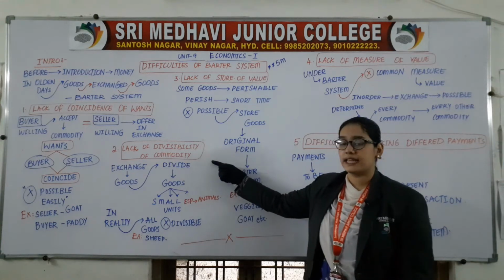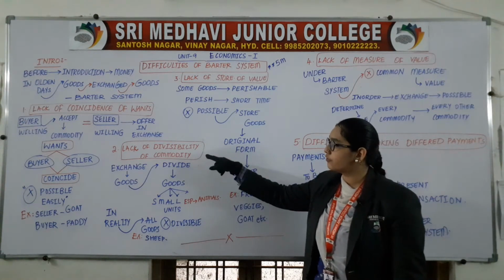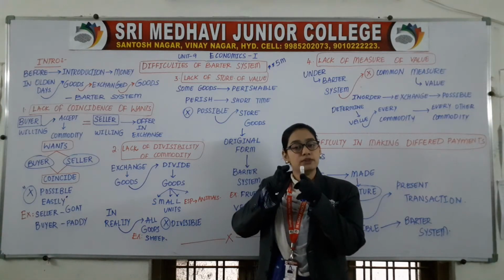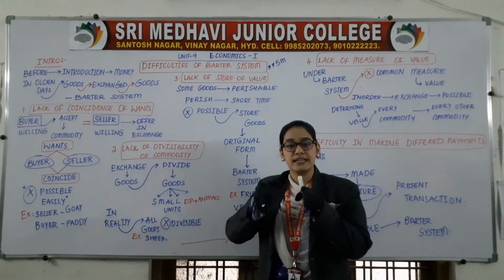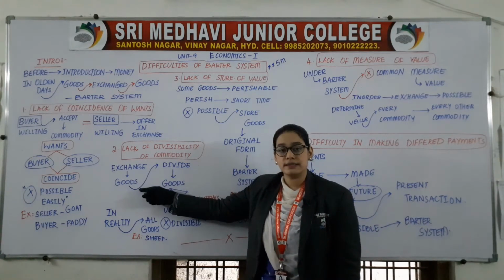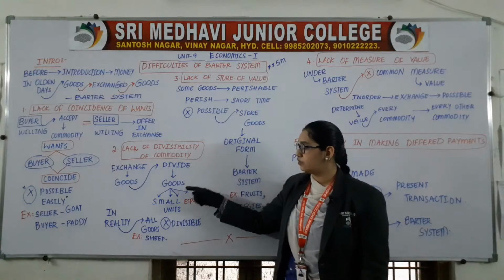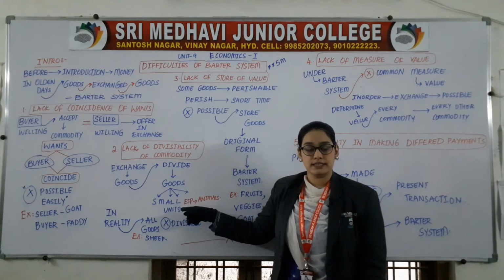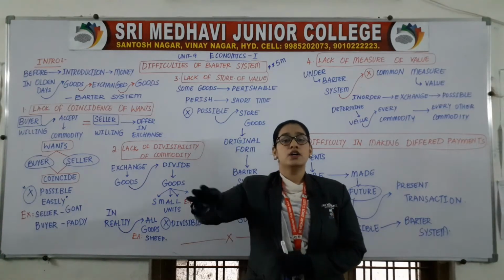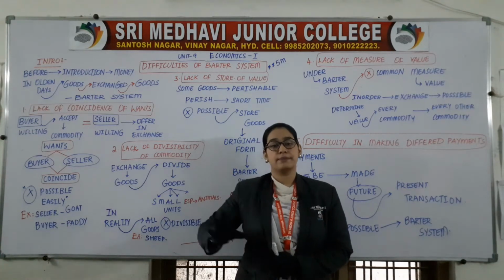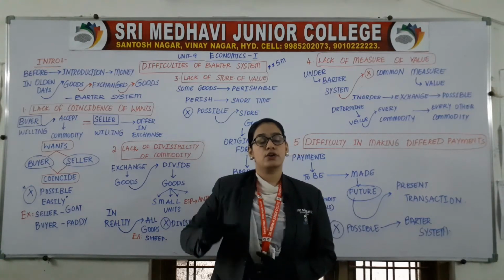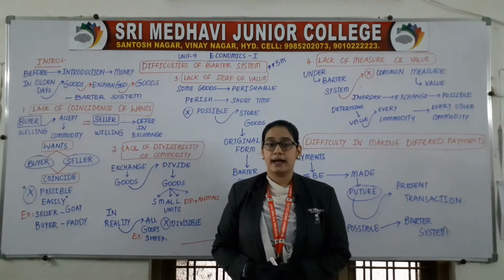Let us come to the second point, that is lack of divisibility of commodity. It means the commodity which you are buying or selling must be divisible. Exchange of goods is possible when we divide the goods into small units. Example, if you are going to some vegetable stall, imagine, and you want to buy 1 kg of tomatoes, then what will happen?